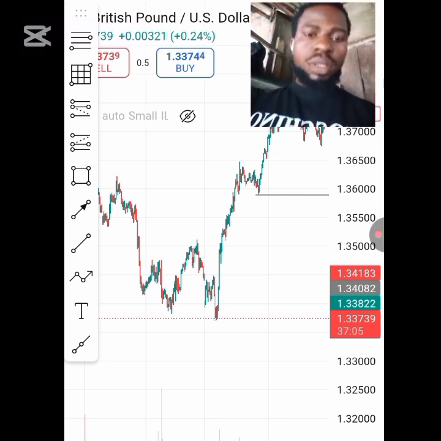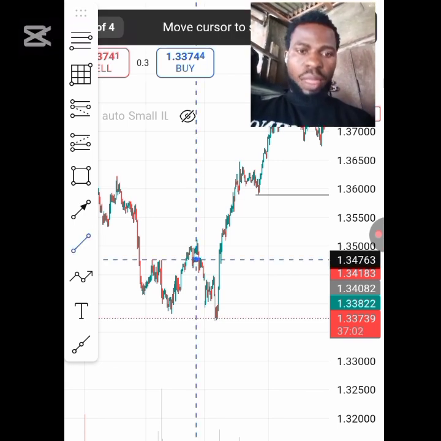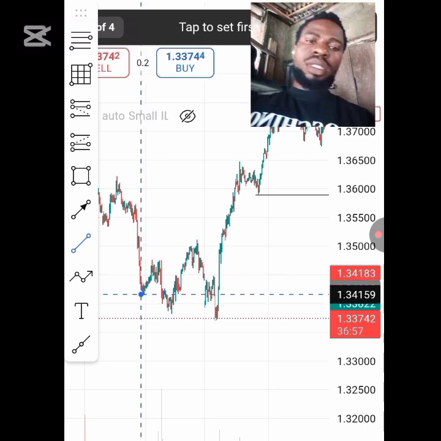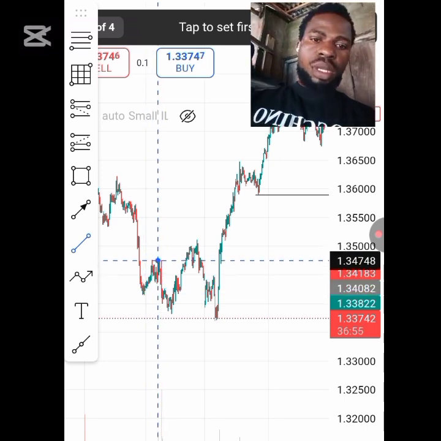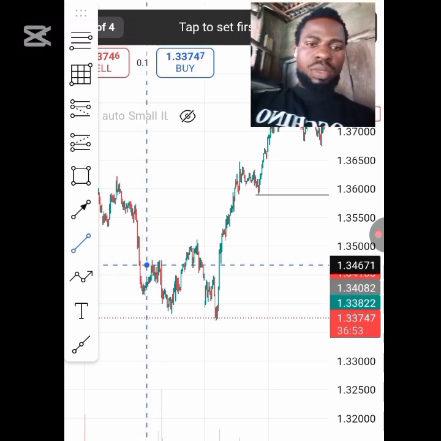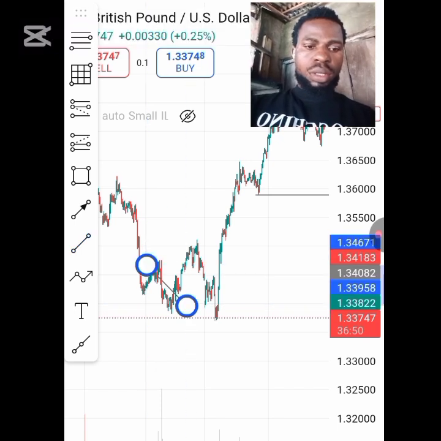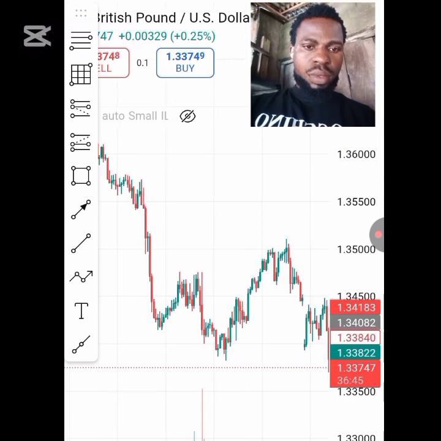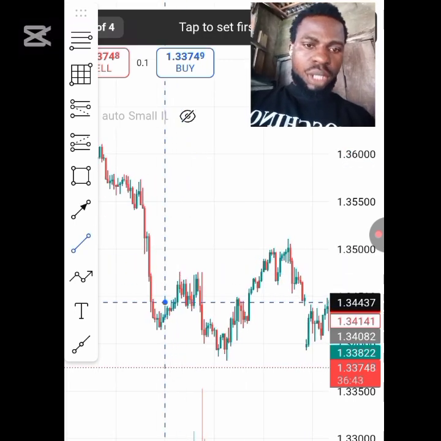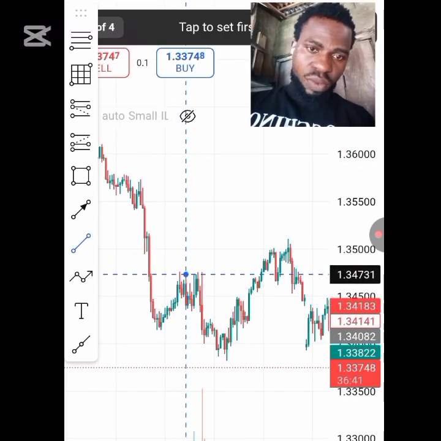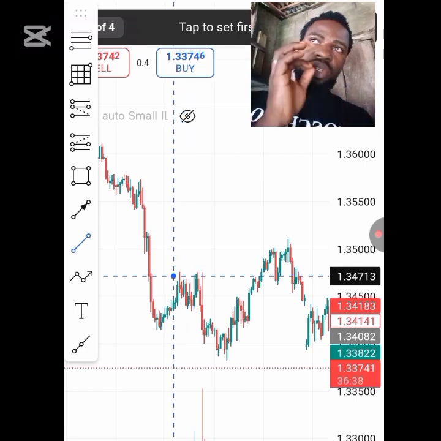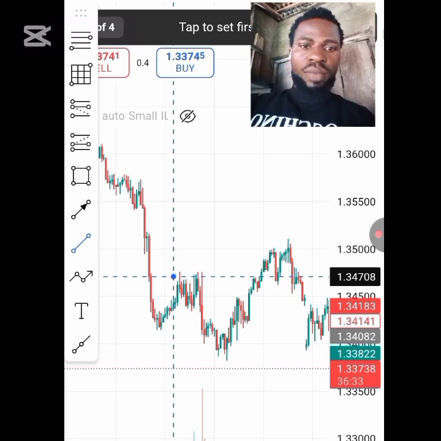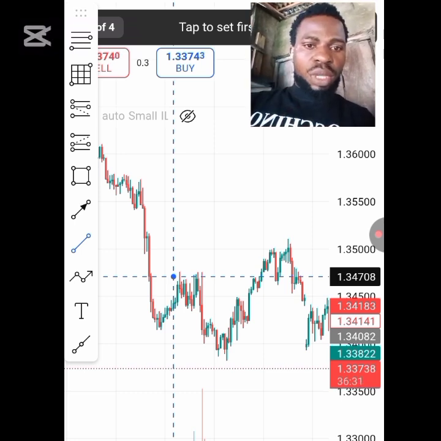So let's go. This thing was going down here, was going down here. Then it tried to break out here. It couldn't break. Let me zoom it so you can see. So it tried to break out here. If you can see, there is a wick. A break of structure has to be with the body of the candle and not the wick. Any break of structure with a wick is a fake out.